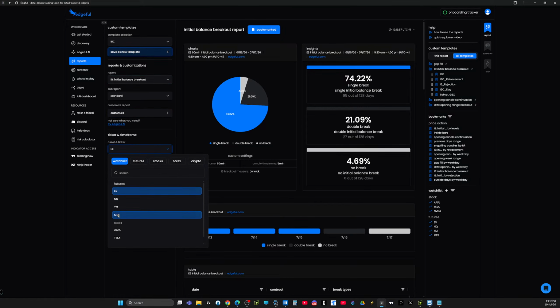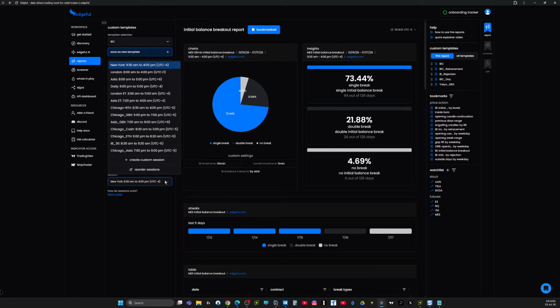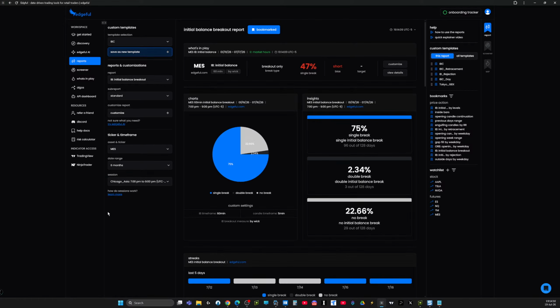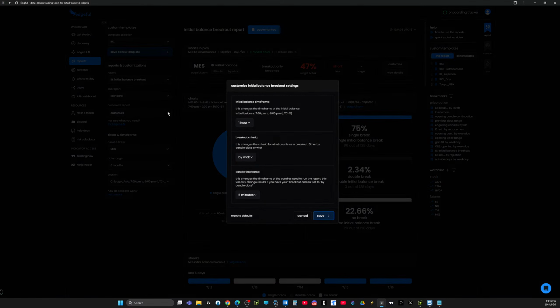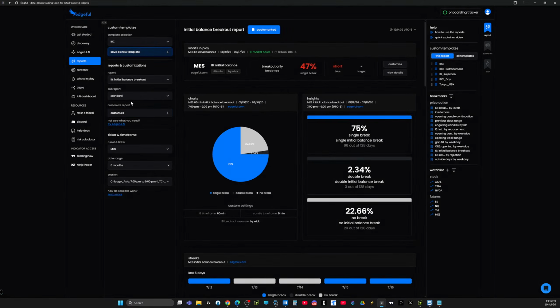Anyway, let's get back with the initial balance. We're going to do the MES. We're going to do the right session here, which should be the Chicago Cash. No, Asia. Where am I doing here? Should be Chicago, Asia. And so here we go. The way this works is, as with any kind of data analysis with trading, you start from the top down, right? That's the way to go. Here we are. You just make sure that all these things are correct. Make sure that there's no goofy custom stuff. Nope. Okay, that's good. And we'll see how we go.